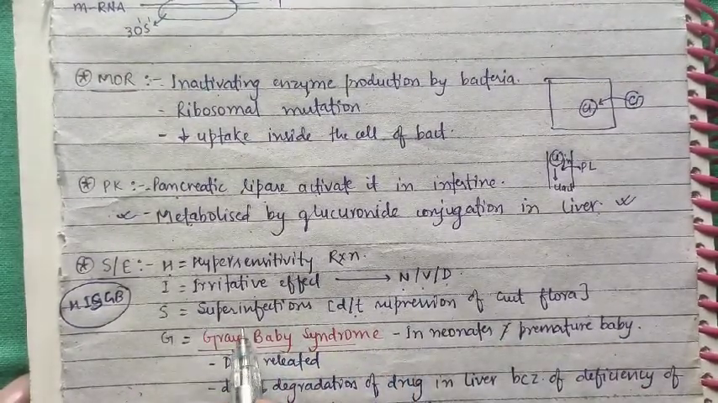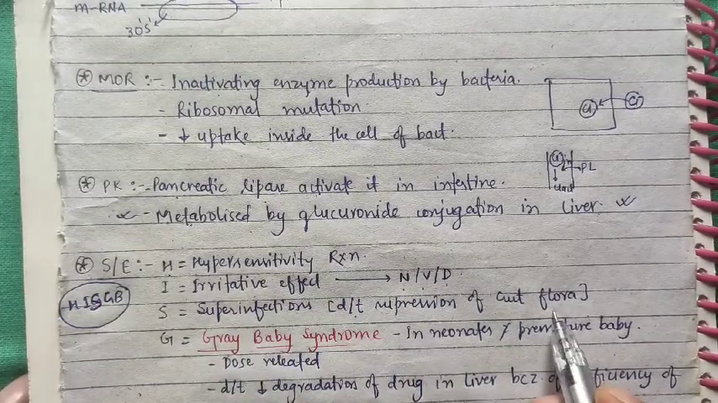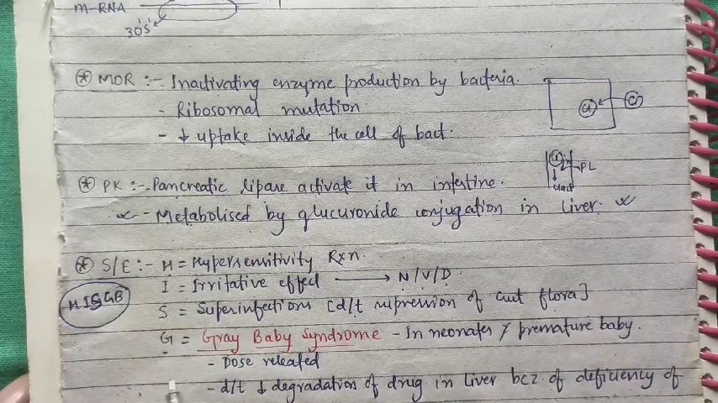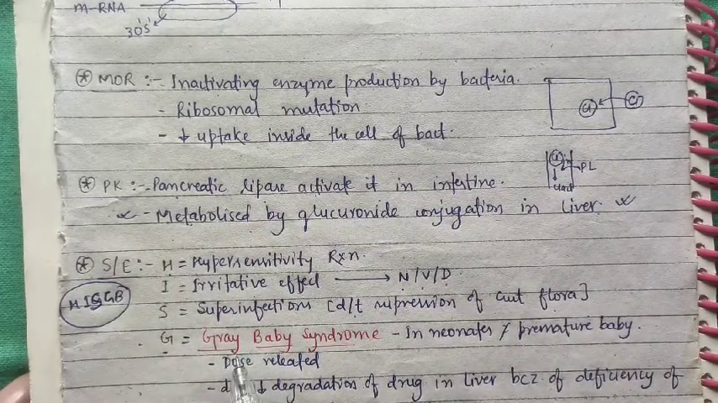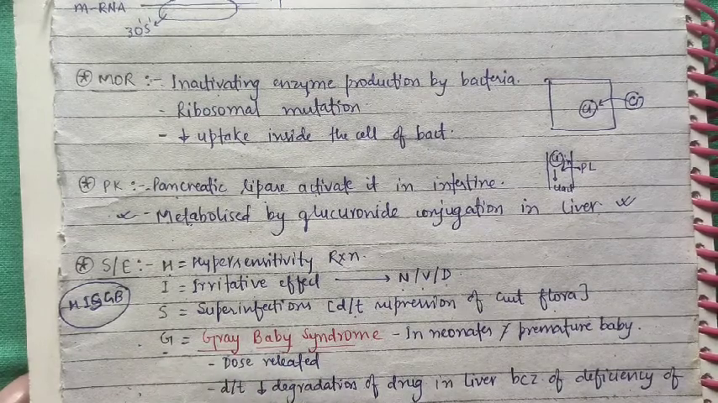Now S is for superinfections. Why does superinfection take place? Due to suppression of the gut flora by chloramphenicol. And G is for a very important, very famous syndrome, the gray baby syndrome. In many examinations it is asked frequently. What is gray baby syndrome?